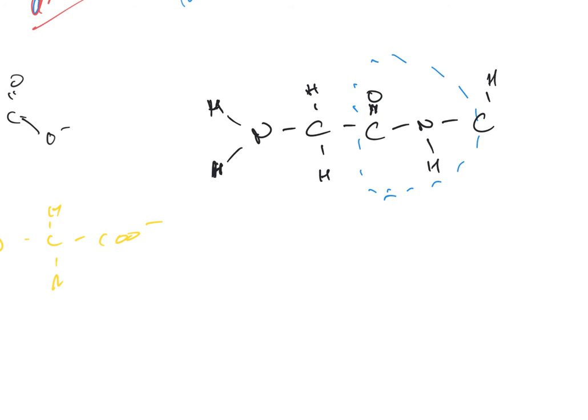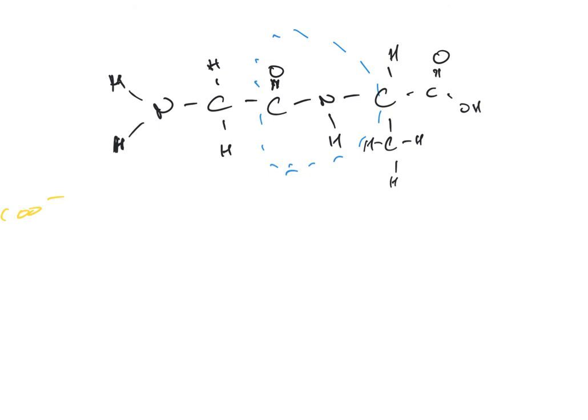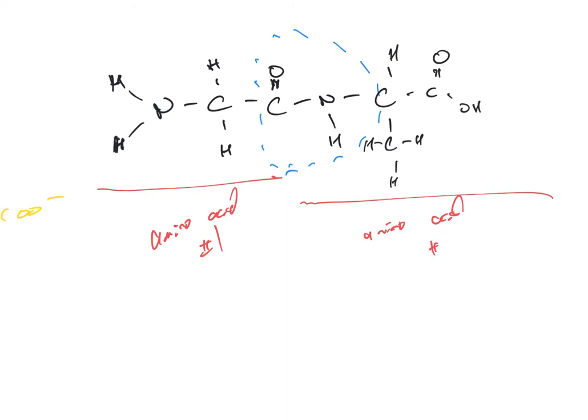C, H, H. You know what? Just to make it a little different, I'll write C, H, H, H. C, double bond, O, O, H. So this is my dipeptide. Here is one amino acid. So this is amino acid number 1, and this is amino acid number 2. So there is my dipeptide.